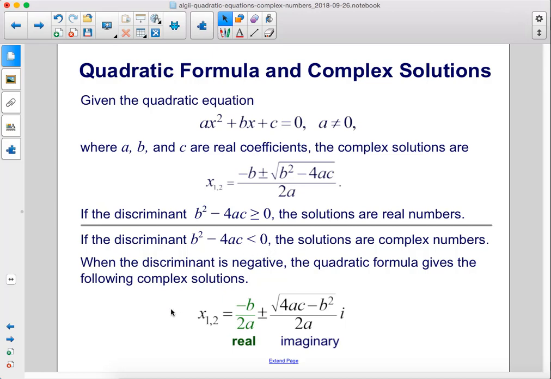When the discriminant is negative, the quadratic formula gives the following complex solutions: negative b over 2a plus or minus the square root of 4ac minus b squared over 2a, times i. So we have a real component and an imaginary component.